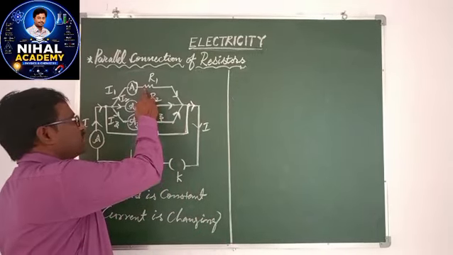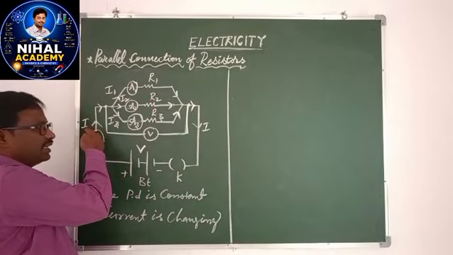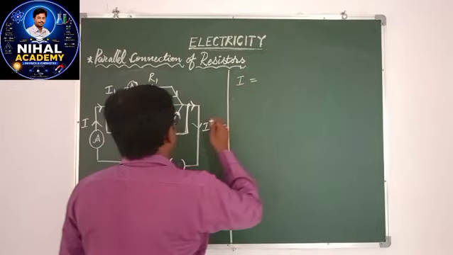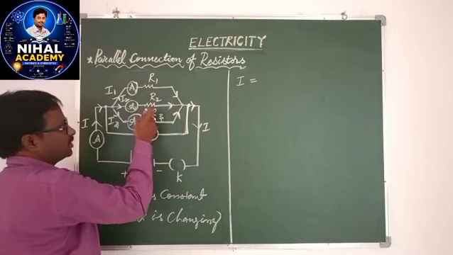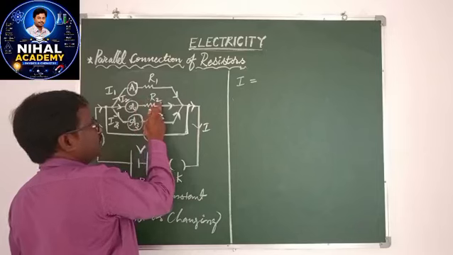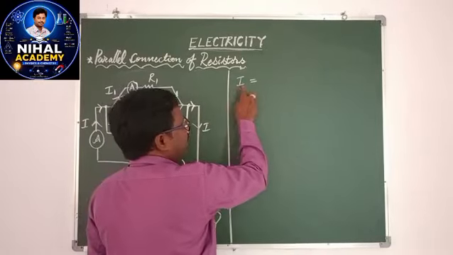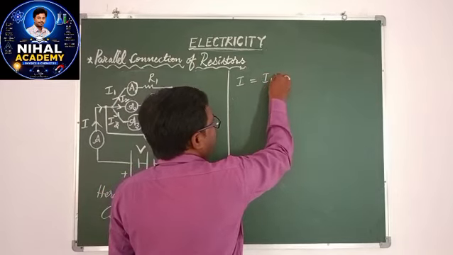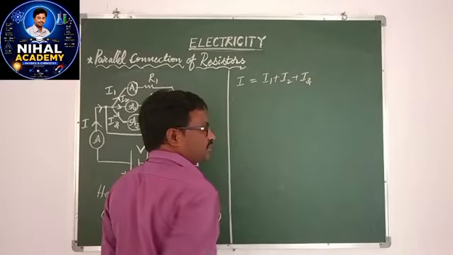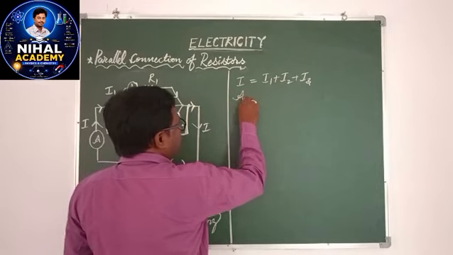So here current is splitting, so we can write the total current or net current I is equal to the sum of the current passing through R1, R2, R3. So I1 current is passing through R1, I2 current is passing through R2, and I3 current is passing through R3. So the total current I is equal to I1 plus I2 plus I3. Understand?